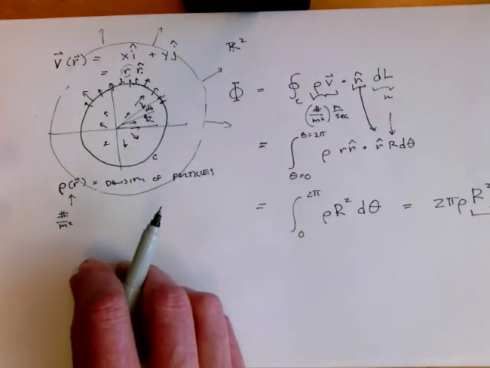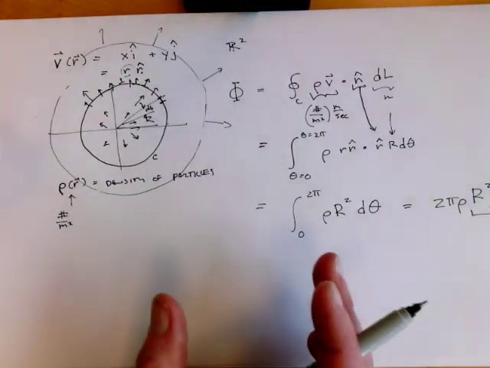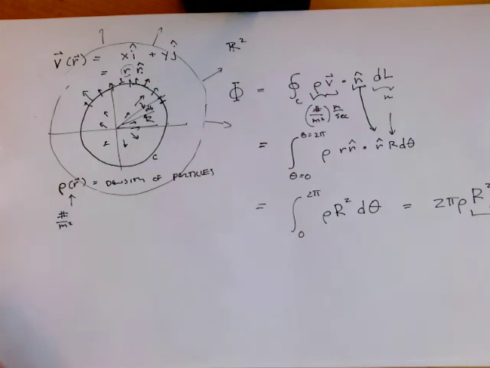Okay? So that's one example of calculating flux. This obviously is an example in a polar case. We'll also do a Cartesian case in the next video.